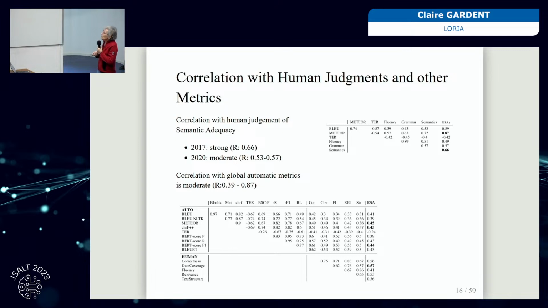And ideally, we would like our metric to actually correlate with human judgment of semantic adequacy. So we found that, and we do this on the human evaluation of both 2017 and 2020. We get slightly different results because the protocols were different, and the data is also different. Basically, we found that there's a moderate to strong correlation with human judgment of semantic adequacy. And the correlation with global automatic metrics, again, varies from one year to another. But again, you see that the correlation with BLEU is actually not so high.